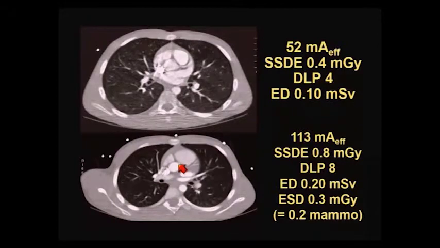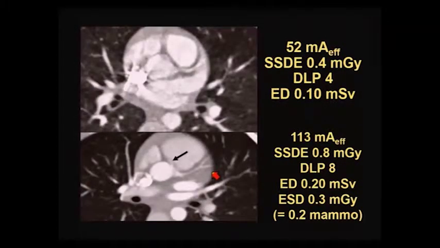And sure enough, with a better contrast bolus, but also with better technique, we can see the takeoff of this coronary artery much better. And this is the one where I did the measurement, and only 0.2 mammograms worth of radiation exposure for this very important clinical finding of a coronary artery anomaly that needs surgical repair.